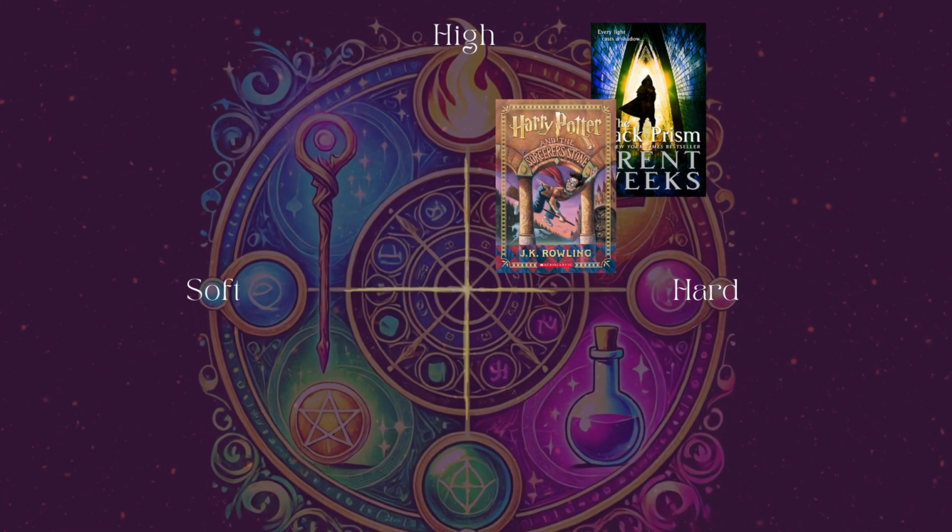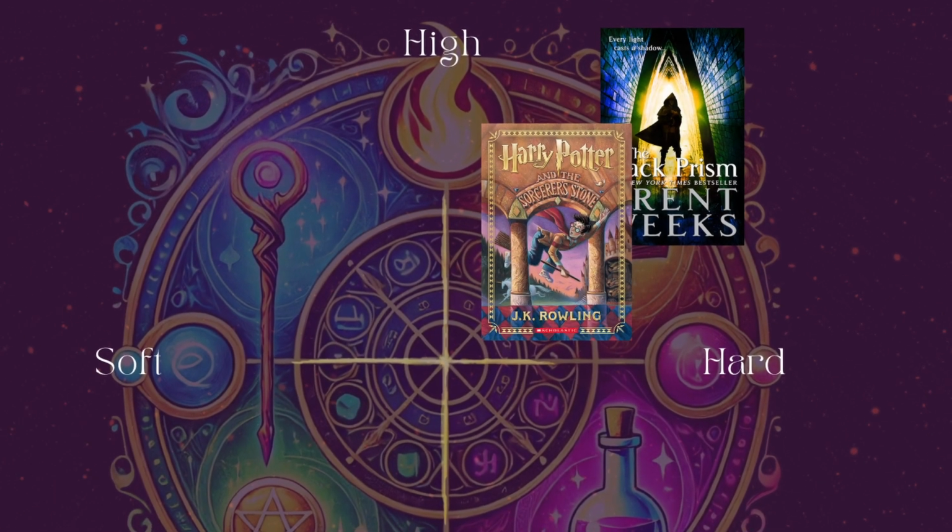Or there are those like Harry Potter that seem fairly hard with specific spells, yet much of the workings and one-off feats of magic go mostly unexplained. It might sit near the middle of the soft to hard axis. So that leaves soft magic systems.